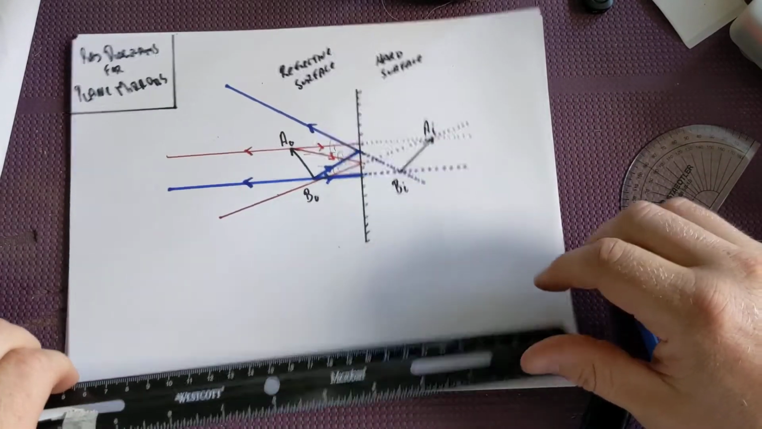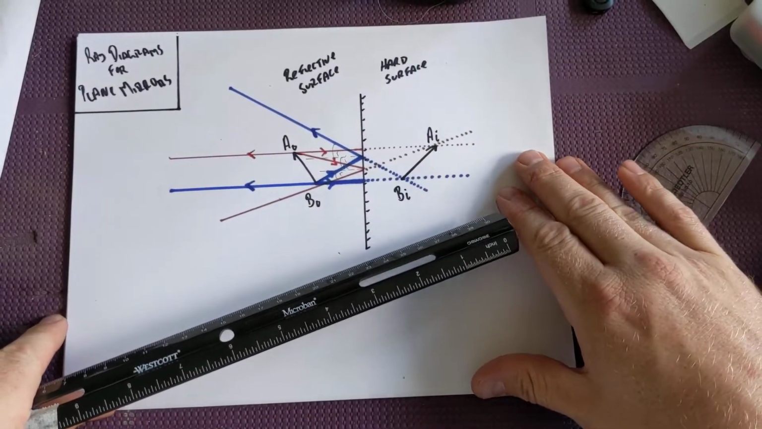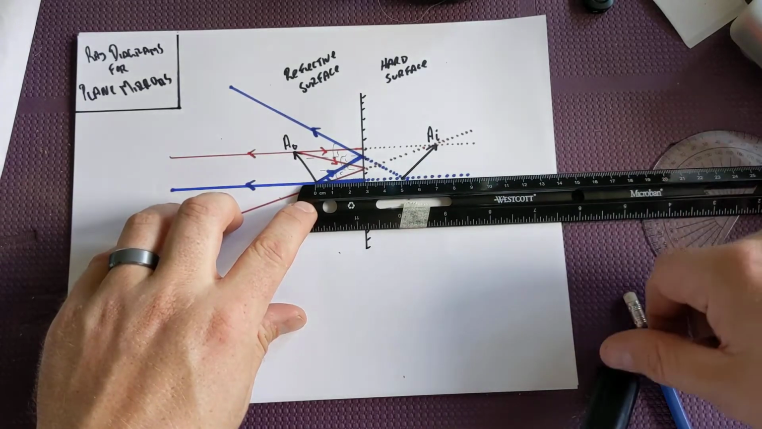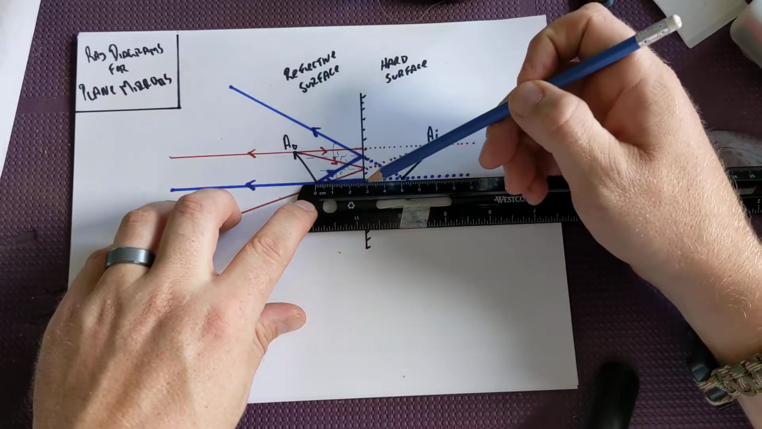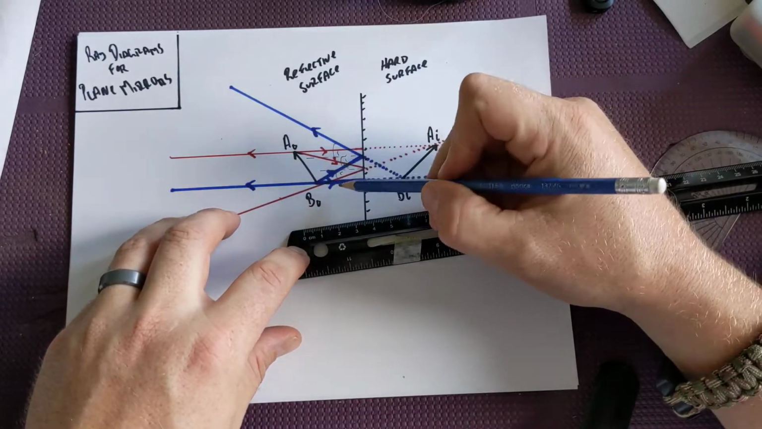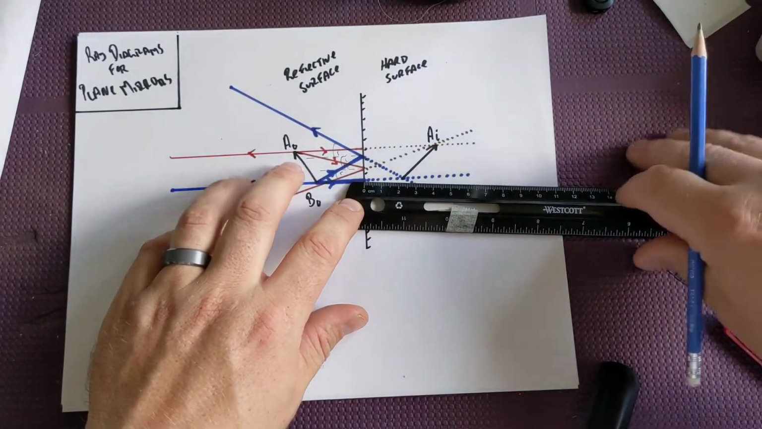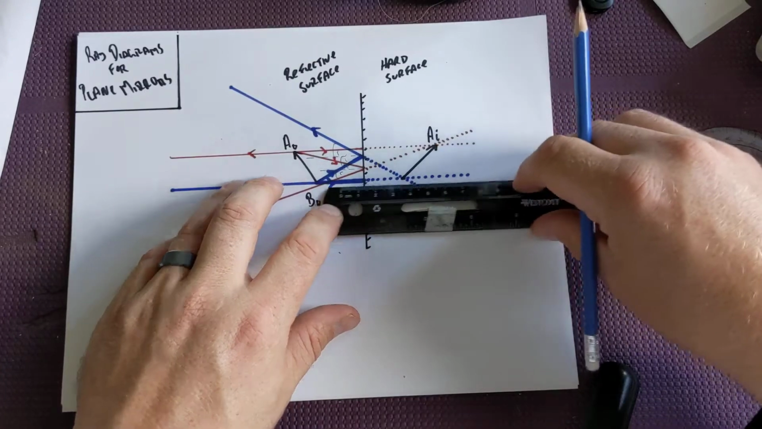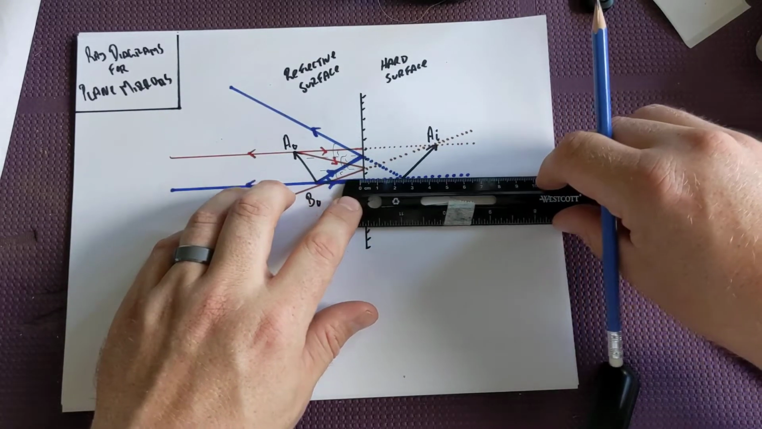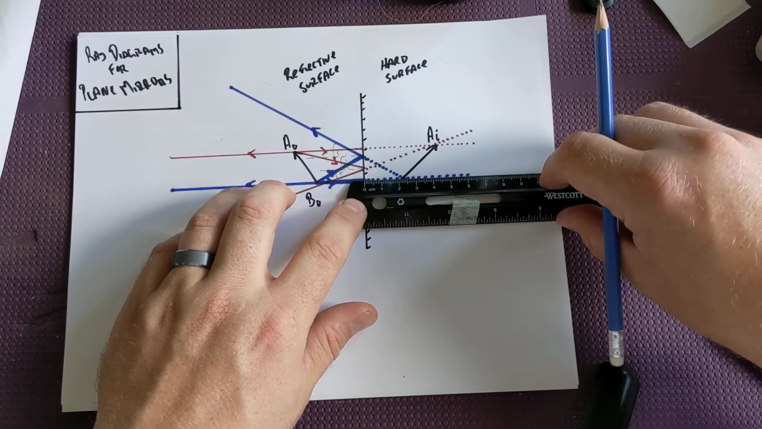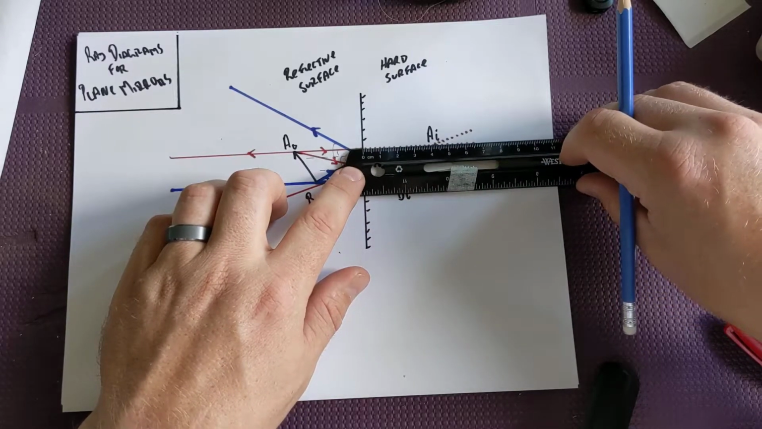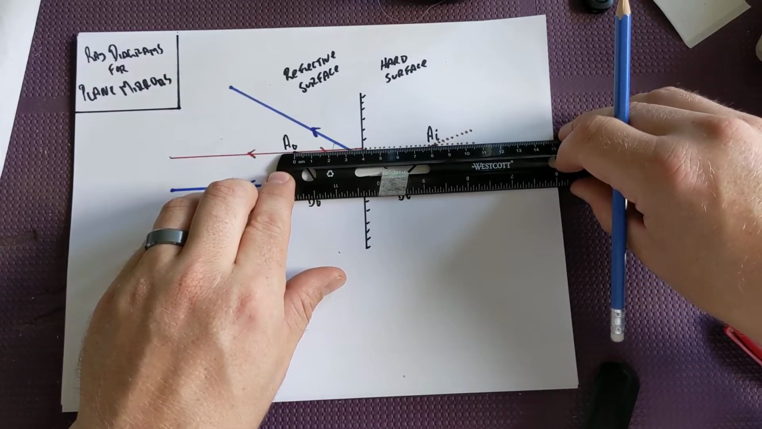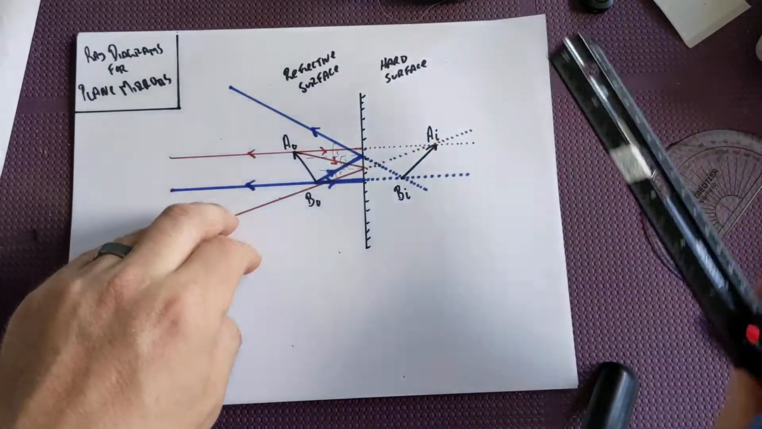It doesn't look perfect, so we can double check. If we measure from this point to this point, it is about 2.9 centimeters. So this point to this point is about 2.9. And that's 2.1. This here is 4.3. And this is 4. Okay, so it's not perfect.